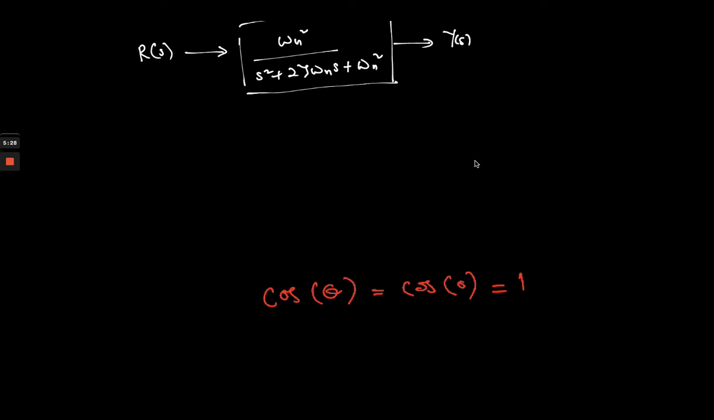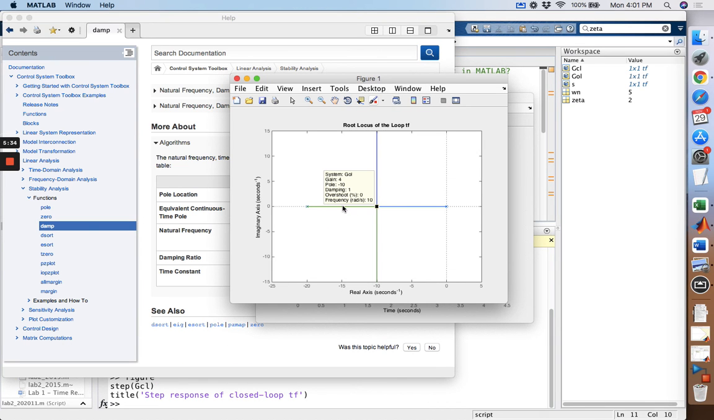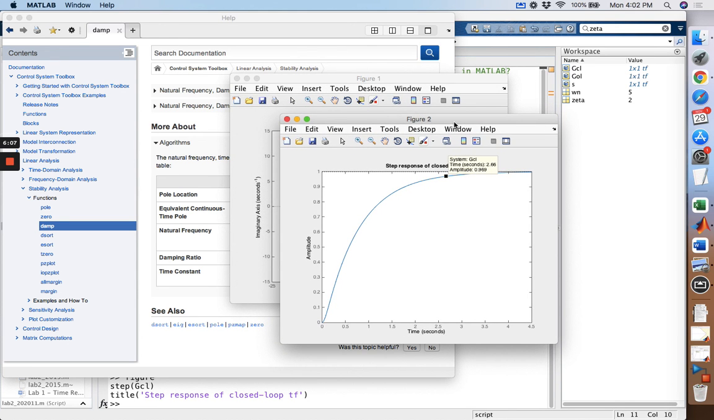Cos 0 is actually equal to 1. So that is why, when we have the root locus on the real axis, the value of damping ratio will always be 1, because it takes cos theta. That is why you will always have damping ratio equals 1, and we cannot get zeta greater than 1 for the root locus. You can show the damping ratio either using calculation, or you can see it from the step response here.